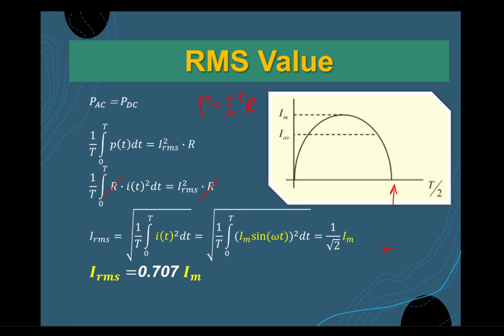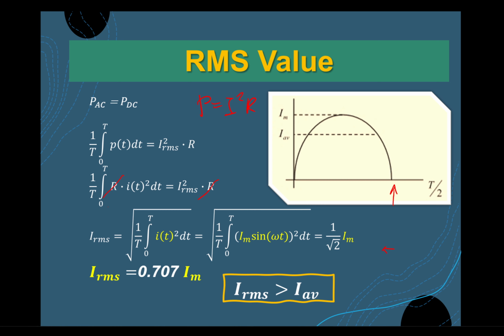Meaning we have IRMS greater than IAV, because IAV is 0.636 of the magnitude of the sinusoid, while IRMS is 0.707. Take note of the difference. IRMS gives us the value that equates the power of AC with the power of DC, or the energy of AC to the energy of DC.